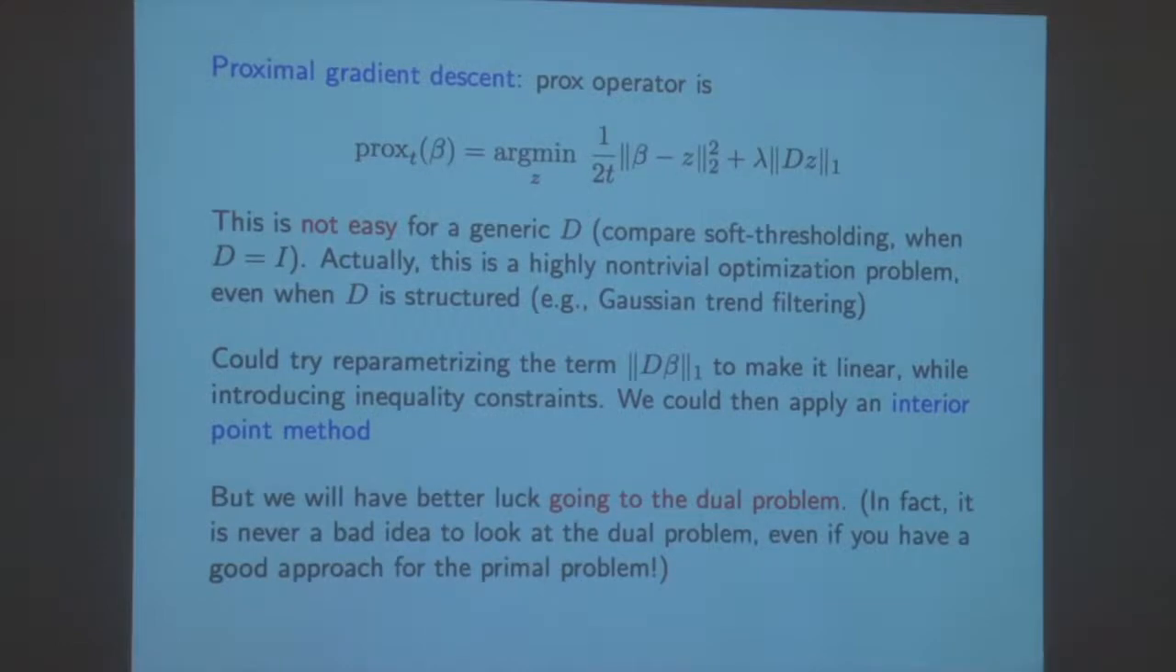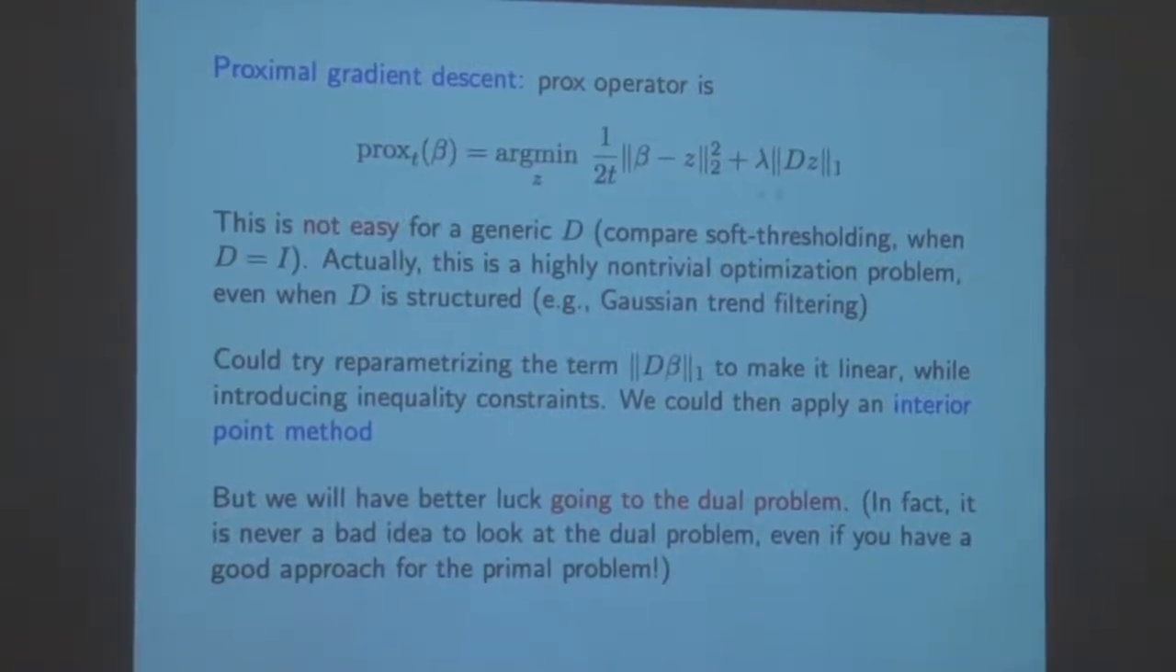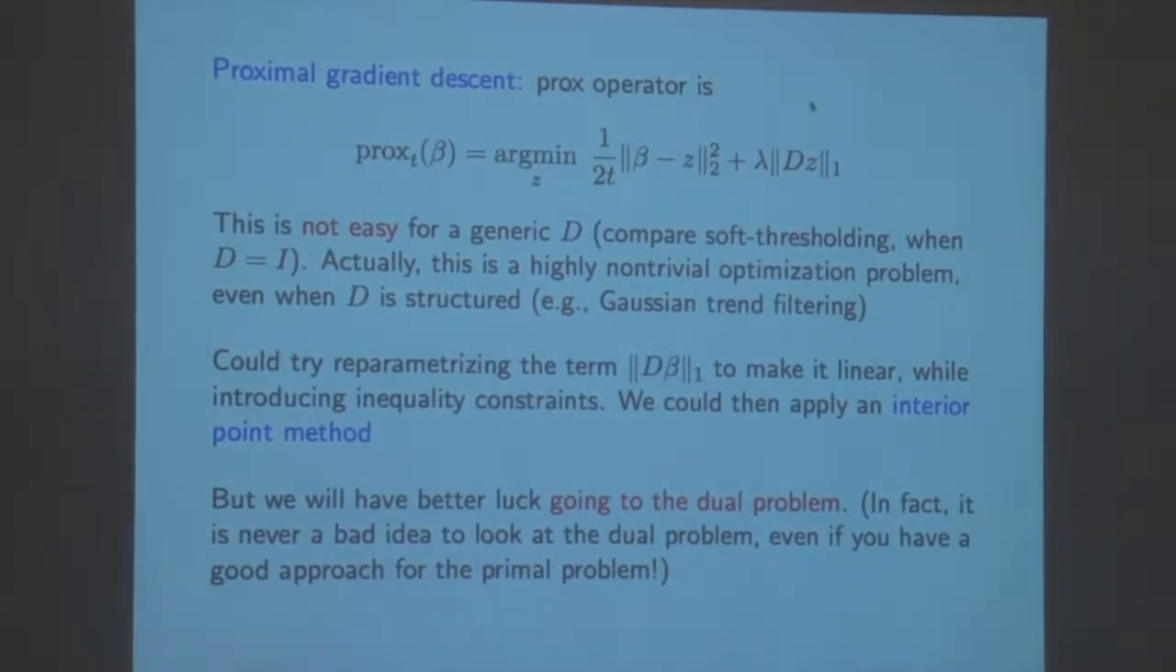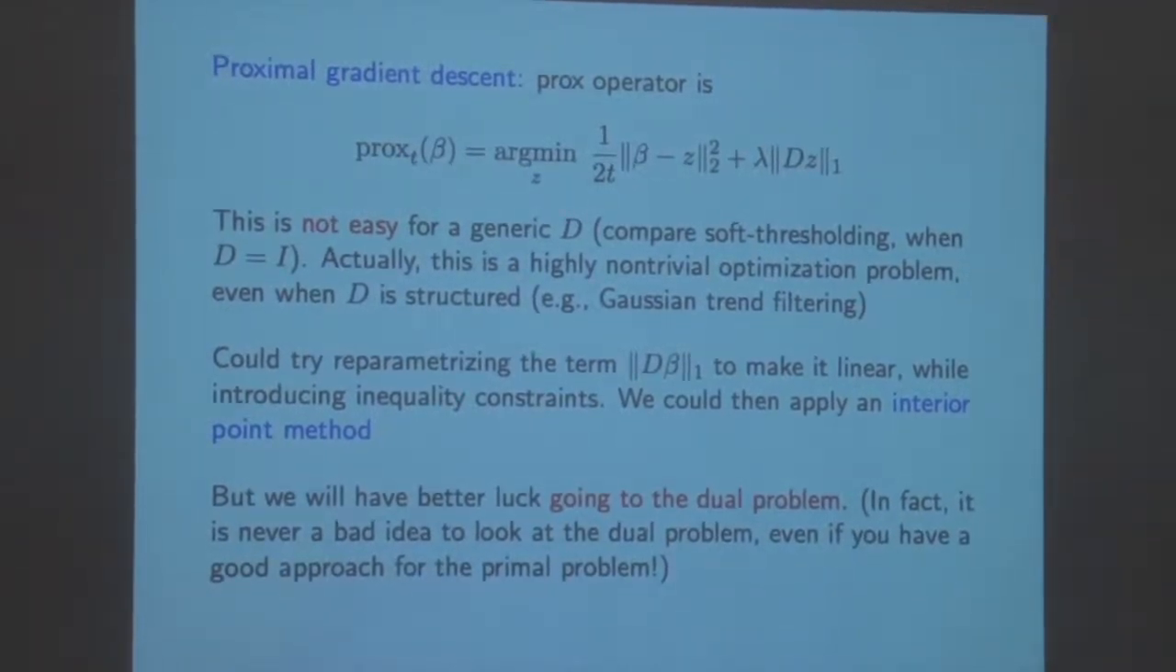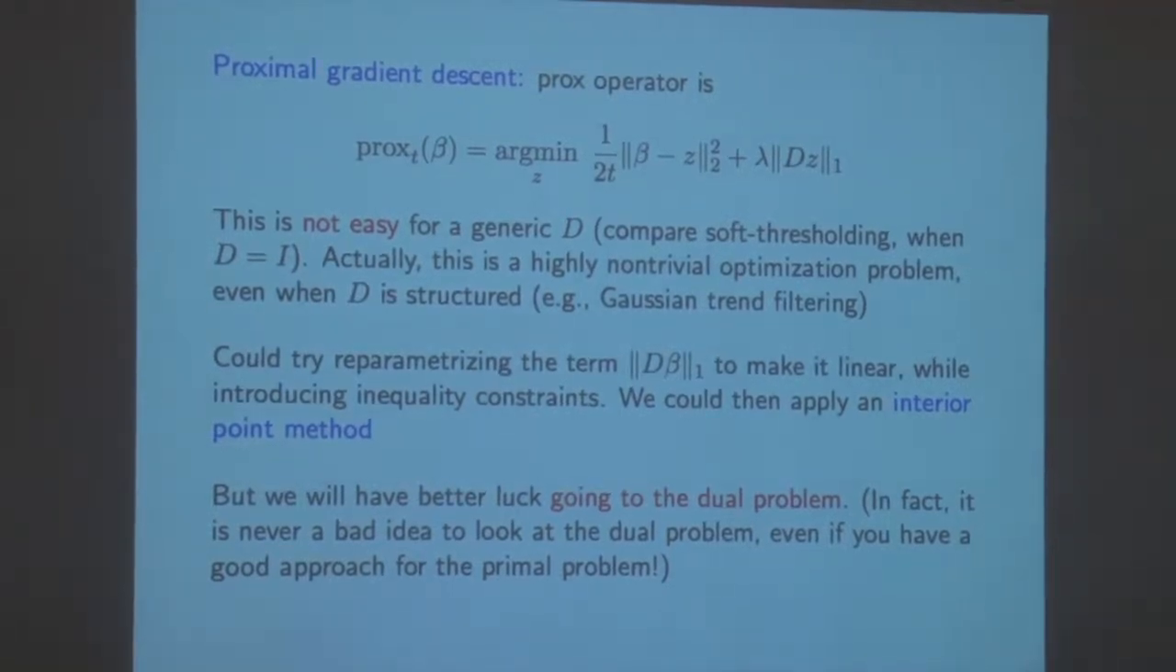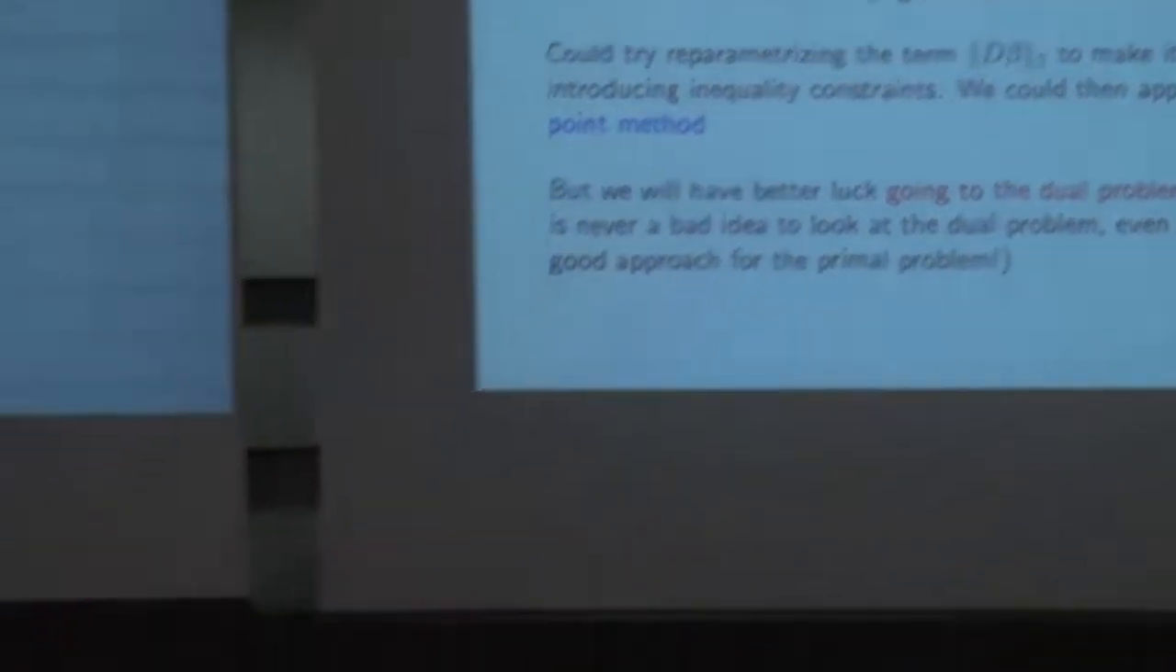And in fact, even when D is structured, so for example, the Gaussian trend filtering problem, where say D had some structure in it, that's exactly of this form. That is not an easy problem to solve. Those all require optimization considerations. So the prox, this is a nice example because the prox is not tractable generically. So we can't really apply proximal gradient descent in this formulation.